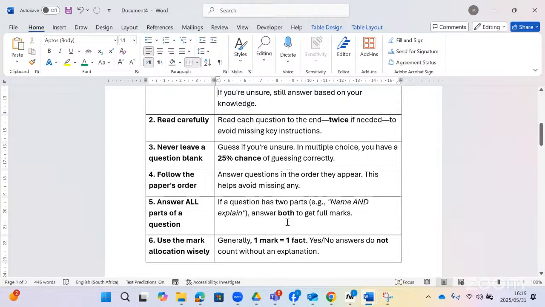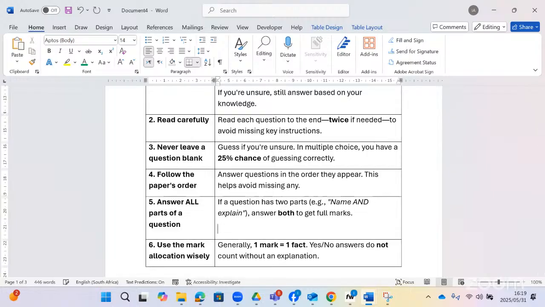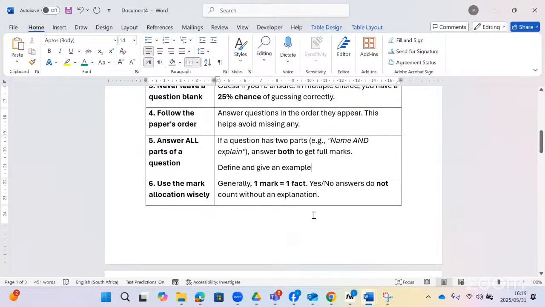Right. Or maybe define, and another example is define and give an example. Make sure that you give the definition, and then after that, you give the example that the question requires. Use the marks very well. Like 1 mark is equal to 1 fact. So yes and no answers do not count without explanation.